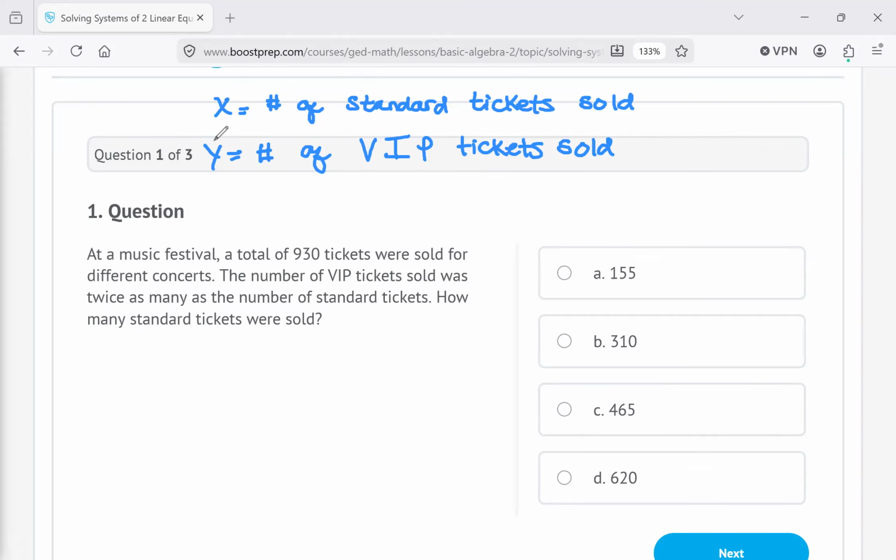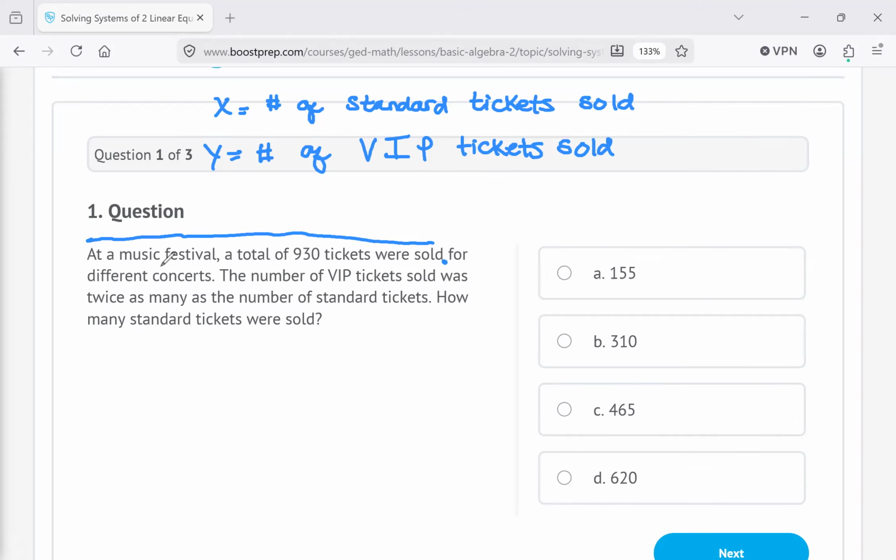Now the hard part. We got to come up with two equations, two linear equations, from the information they give us. So that is a difficult part. We got to take one sentence at a time and somehow create the equation. So let's look at the first sentence. At a music festival, a total of 930 tickets were sold. Stop right there. So can you come up with an equation just on this information?